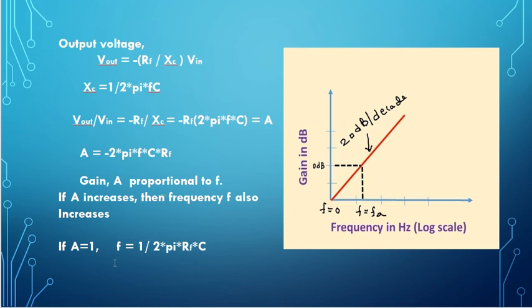If A is equal to 1, that is, if the gain is equal to 1, then we get F is equal to 1 by 2 pi Rf into C. Let's see how. A is the gain, we know that. So put A is equal to 1 in this equation, then we get F is equal to 1 by 2 pi Rf into C.